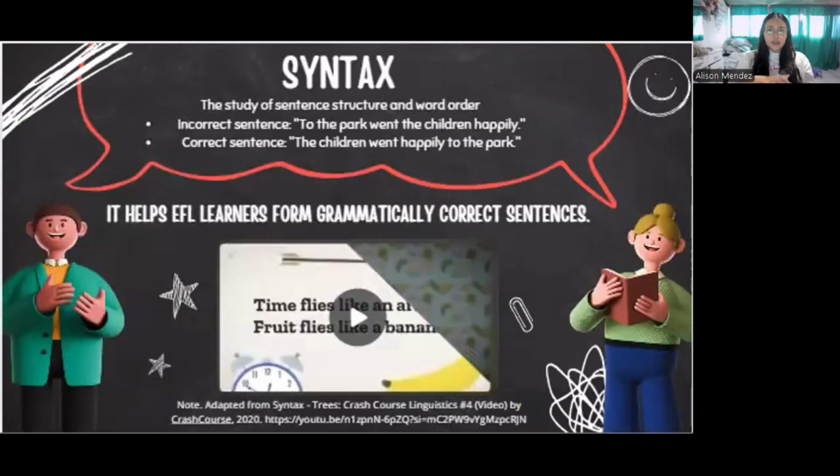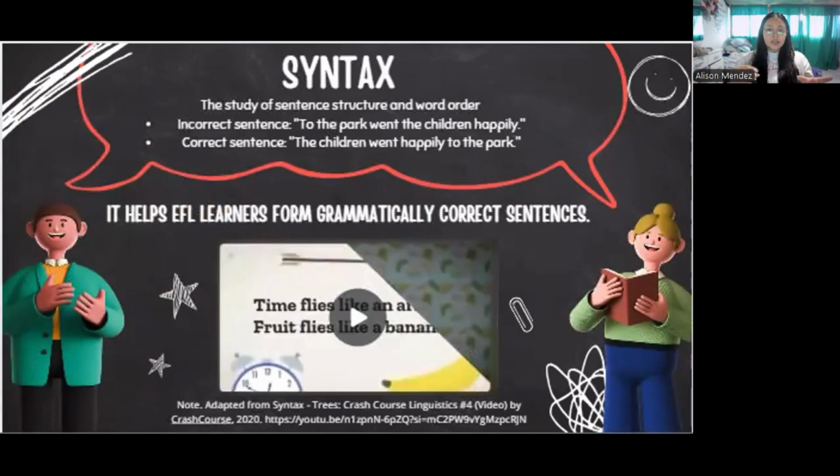Syntax focuses on how words are arranged into a meaningful sentence. For instance, in English, word order matters greatly. Compare "She's reading a book" with "Book a she's reading." By teaching syntax, we help students construct clear and correct sentences.